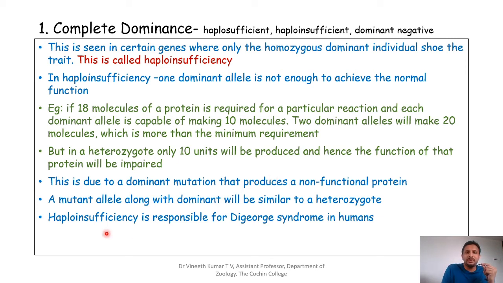Haploinsufficiency is responsible for one of these syndromes, called DiGeorge syndrome. This is a genetic disorder that accounts for many symptoms in humans. So this is an example of haploinsufficiency, which is DiGeorge syndrome.